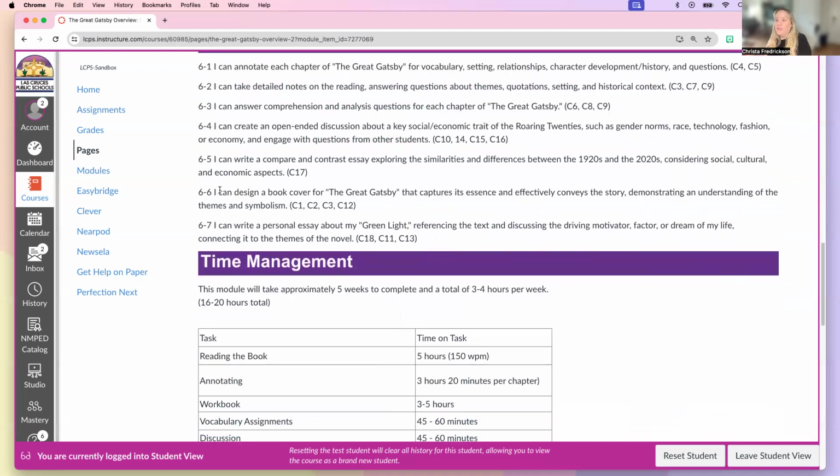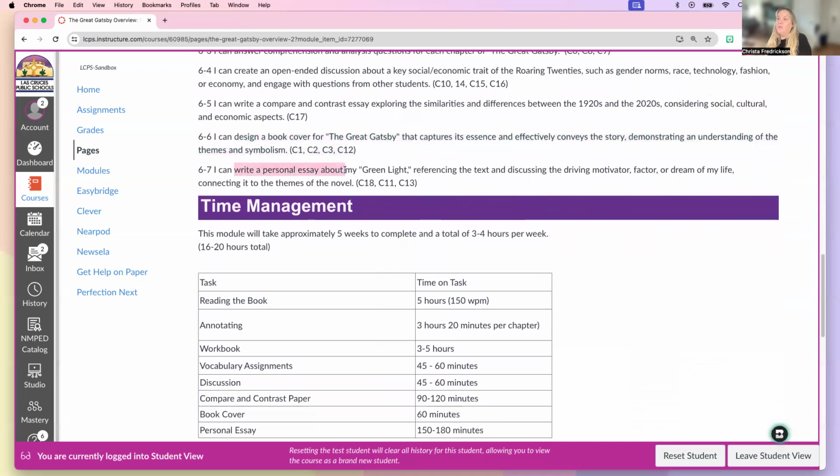We're going to do a creative project where we design a book cover for The Great Gatsby, and then we're going to write a personal essay about your green light, referencing the text. There'll be more on this later. I don't want to spoil what the green light is for you since we haven't started reading The Great Gatsby yet.